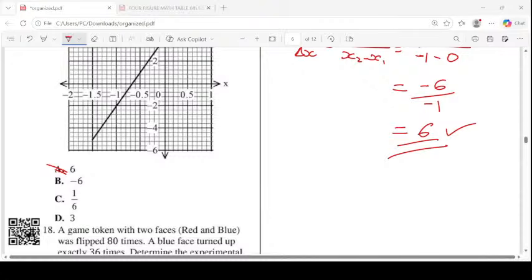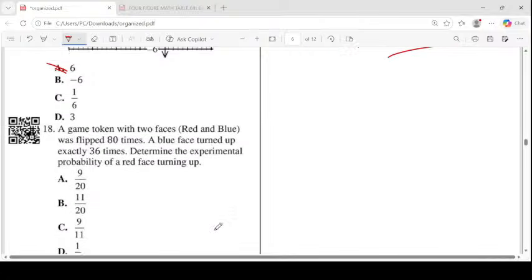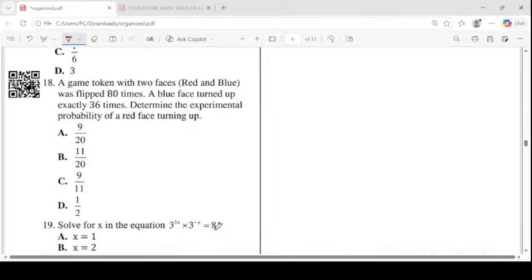Let us now have a look at question number 18. We are going to question number 18.